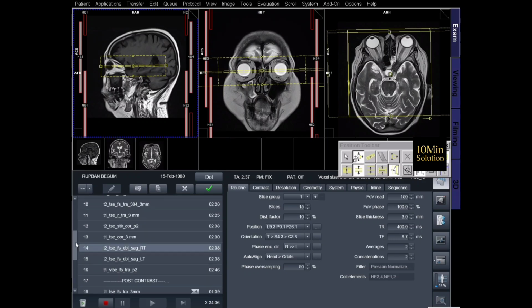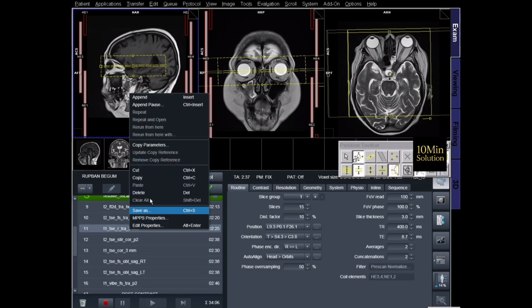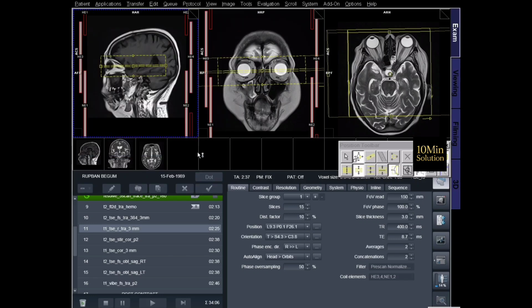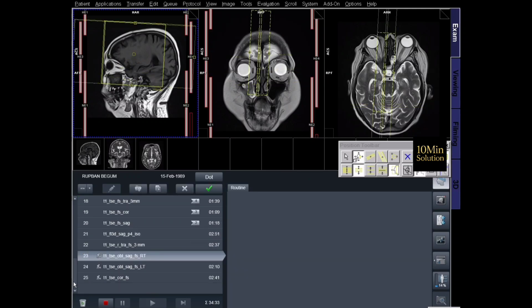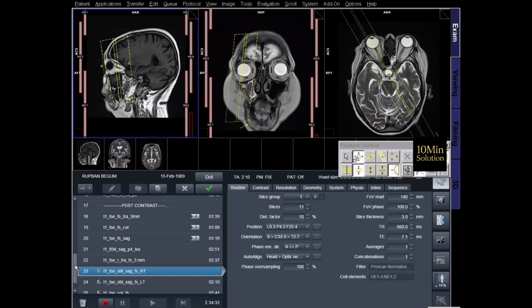Diffusion-weighted imaging, DWI. Diffusion-weighted imaging is useful for tumor characterization and detection of abscesses. It helps differentiate benign and malignant lesions based on diffusion restriction.